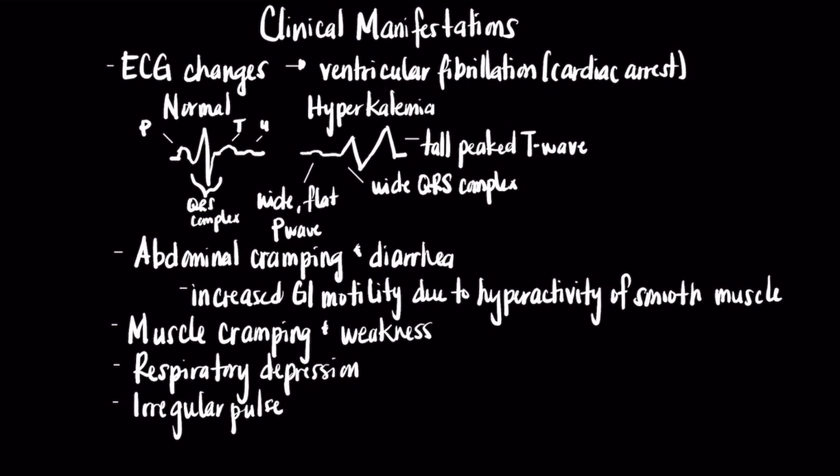Other manifestations like abdominal cramping and diarrhea are also present in hyperkalemia, as high potassium can increase the hyperactivity of smooth muscle in the GI system. Muscle cramping, weakness, respiratory depression, and an irregular pulse are present in hyperkalemia, as they all connect back to the concept of abnormal neuromuscular function due to an elevated potassium level. If hyperkalemia gets left untreated, a patient may go into ventricular fibrillation or cardiac arrest.